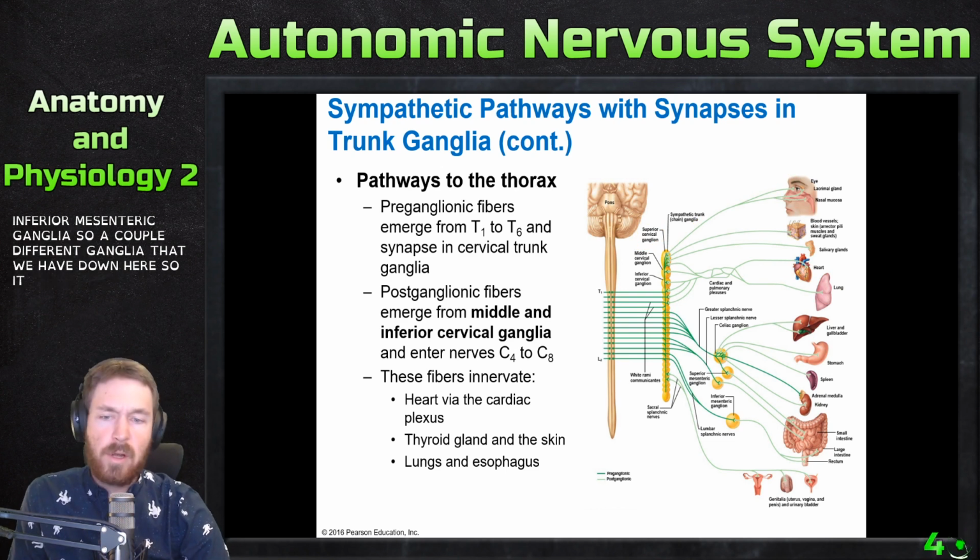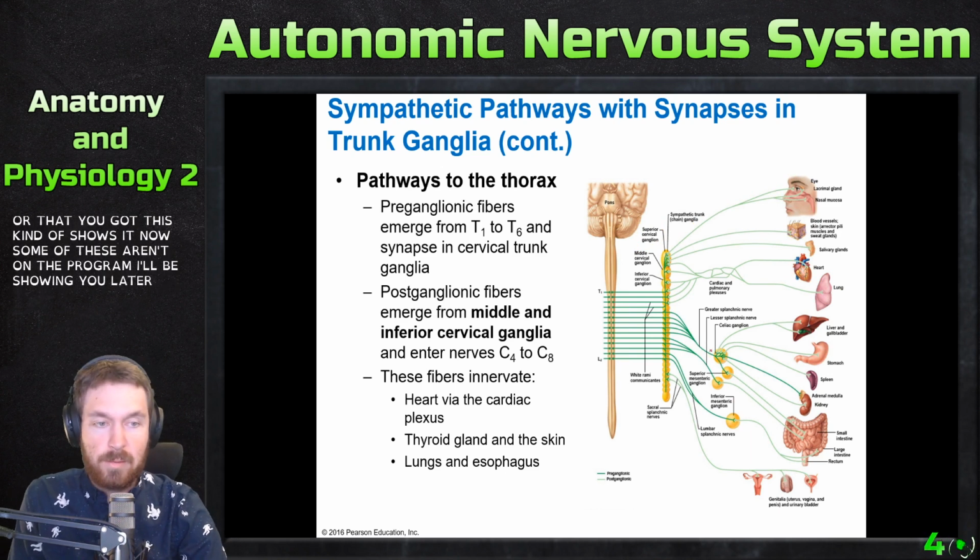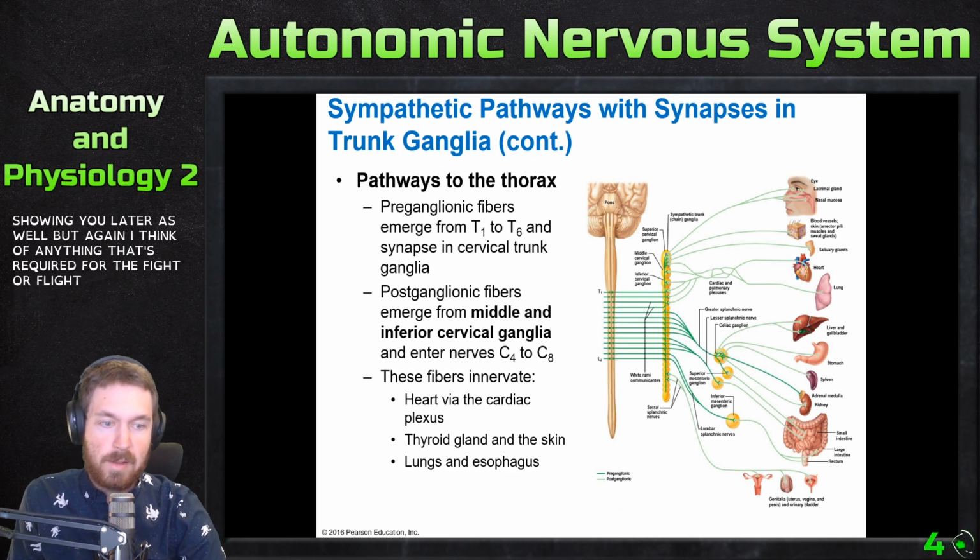So I just talked about all these and where they could go. This kind of shows it. Now, some of these aren't on the program. I'll be showing you later as well. But again, think of anything that's required for the fight or flight response. This is where they go.